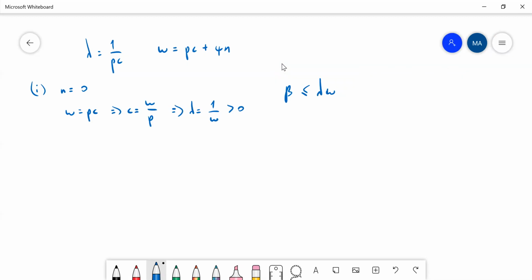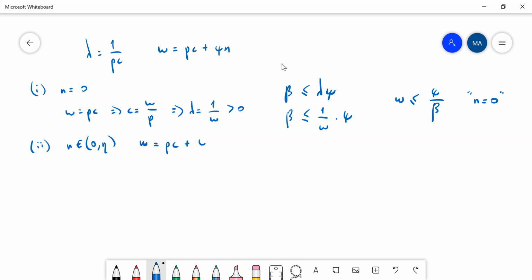So beta should be less than or equal to lambda C. Now, what is lambda? Lambda is 1 over W, so I have C here. Let me just write this in terms of wages. If the wage is less than or equal to psi divided by beta, then N equals 0 does not violate my first order necessary conditions. Nice. Case 2: N is between 0 and eta. In that case, the budget constraint is this: W equals PC plus psi n.